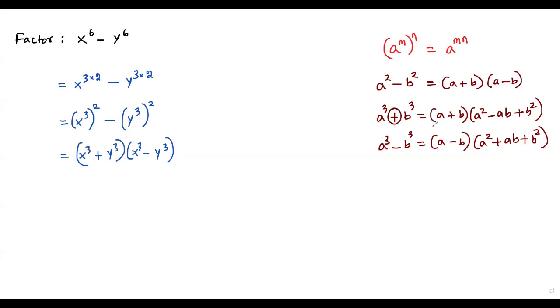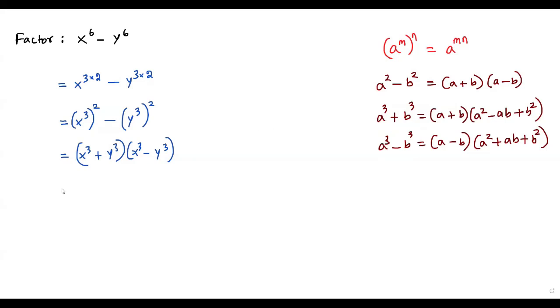When we have a positive sign over here, the first factor must contain a positive sign. The second factor's ab will be negative. When we have a difference of two cubes, that is we have a negative sign over here, then the first factor will contain a negative sign. So in the second factor, ab will have a positive sign. Now we can use these two identities to get the factored form of this one and this one, because the first one x cube positive y cube is in the form of a cube positive b cube, and the second one x cube negative y cube is in the form of a cube negative b cube.